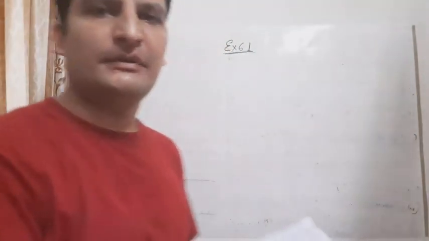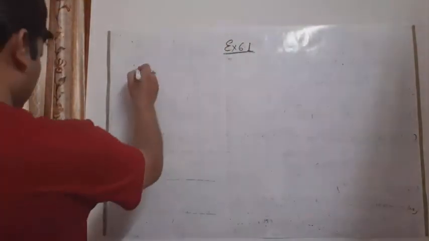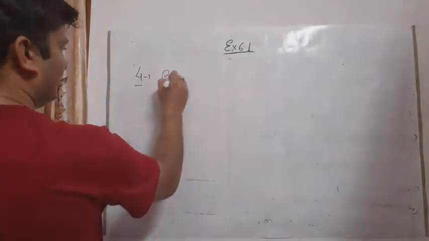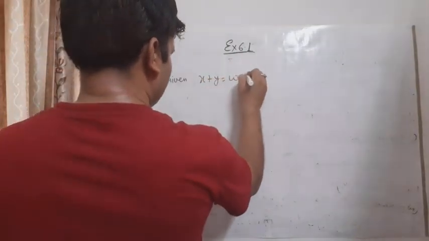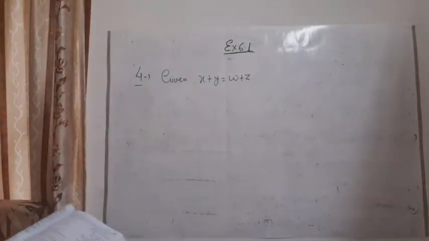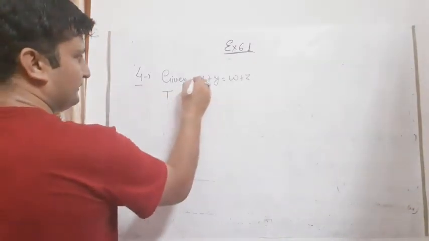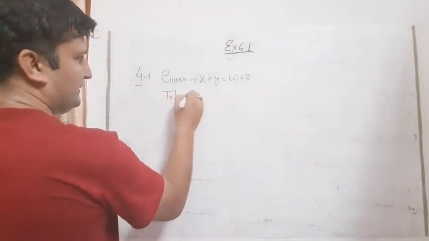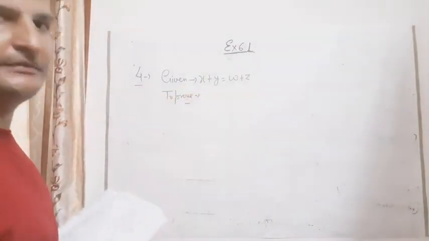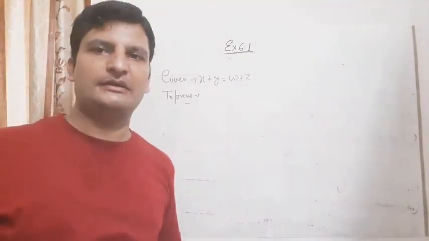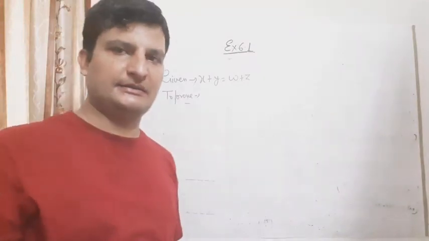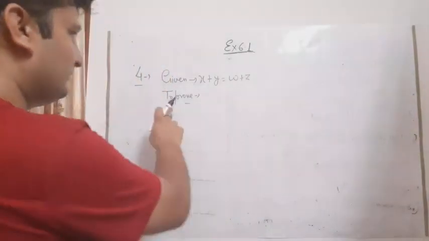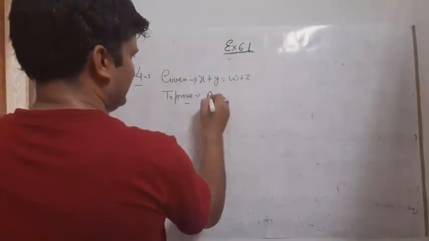Now the question number 4 is again given. है आपको कितना? x plus y is equal to w plus z. We have to prove that. First these things we have to write. First one is given, then to prove, and then when we prove it, we will write at the last answer hence proved. So we have to prove that AOB is a line.